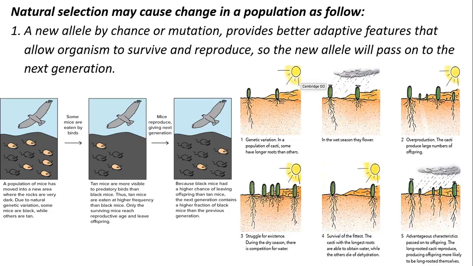So again, if there is a new allele that was introduced by chance, and now this means that we have more in the variation, this will provide better adaptive features that will allow the organisms to survive and reproduce. And this new allele will be passed to the next generation because, again, it gave a better adaptive feature.